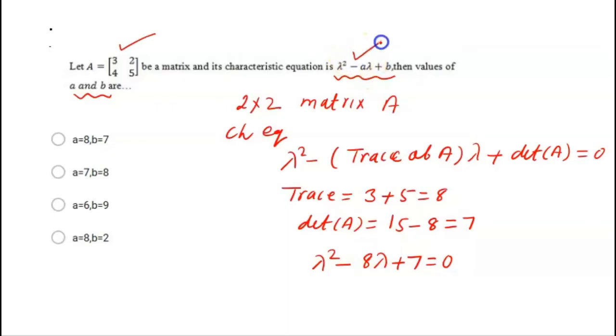And we have to compare it with this now. So if I compare, in place of A I will get 8 and in place of B I will get 7. So which option will be correct? A is equal to 8 and B is equal to 7. So this option will be correct. I hope you will remember how to write the characteristic equation of a 2 cross 2 matrix. Let's move to the next problem.